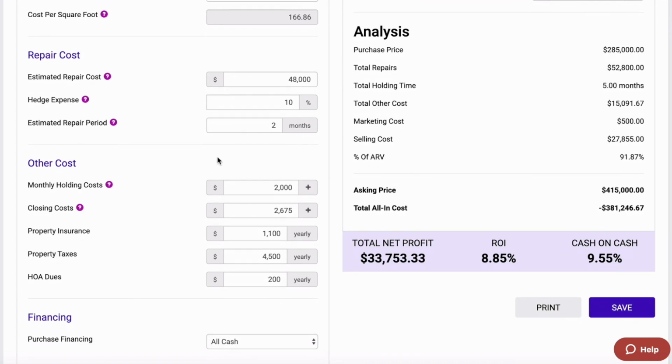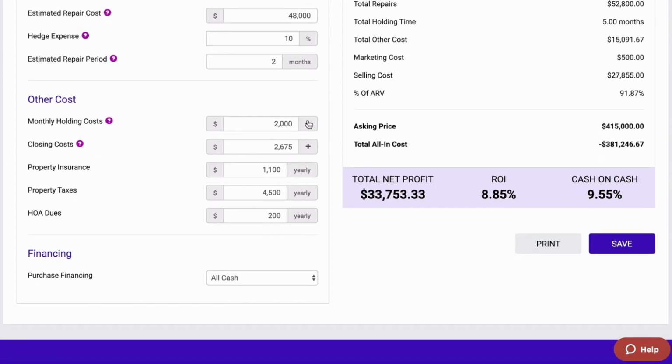Now, the repair cost went through the property. It's $48,000. Use a hedge expense of 10%, which is nothing more than a buffer. Added repair costs just in case your original analysis was incorrect or leaky pipes behind the walls, things of that nature that you didn't see originally. Estimated repair period, I'm going to put 2 months on this property.